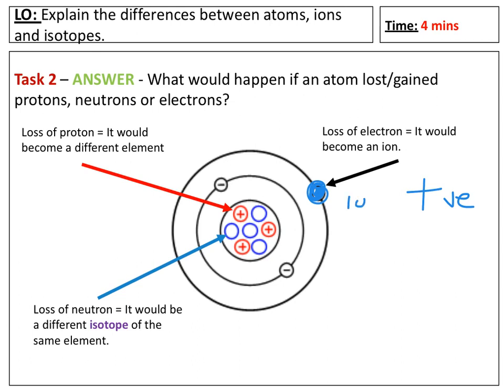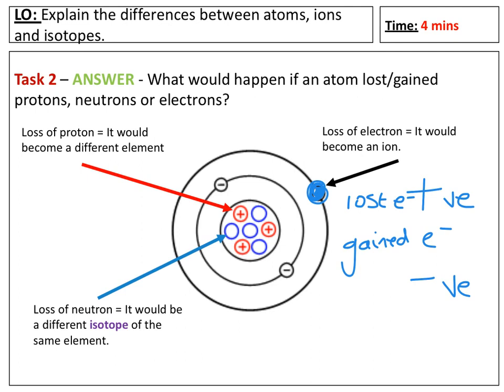So if it lost an electron, I'm going to use a little symbol for electron, e minus, whereas if it gained an electron, okay, if you gain something negative, you become negative. That might seem complicated at the moment. We'll go over that in greater depth.